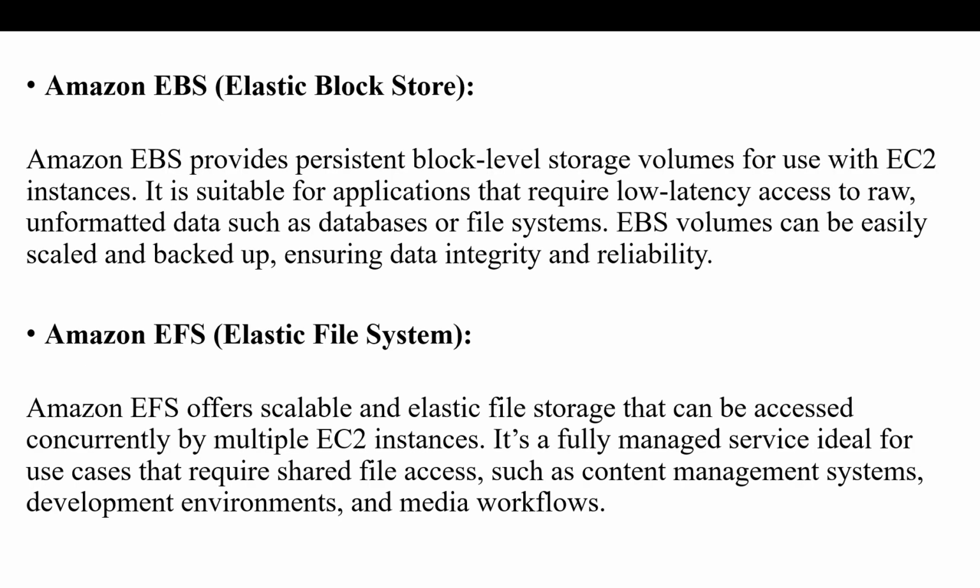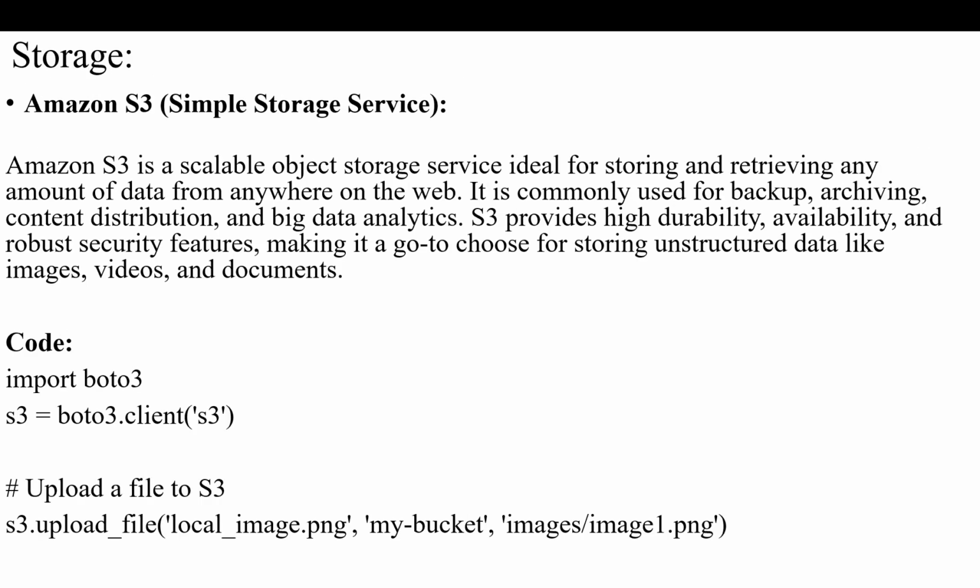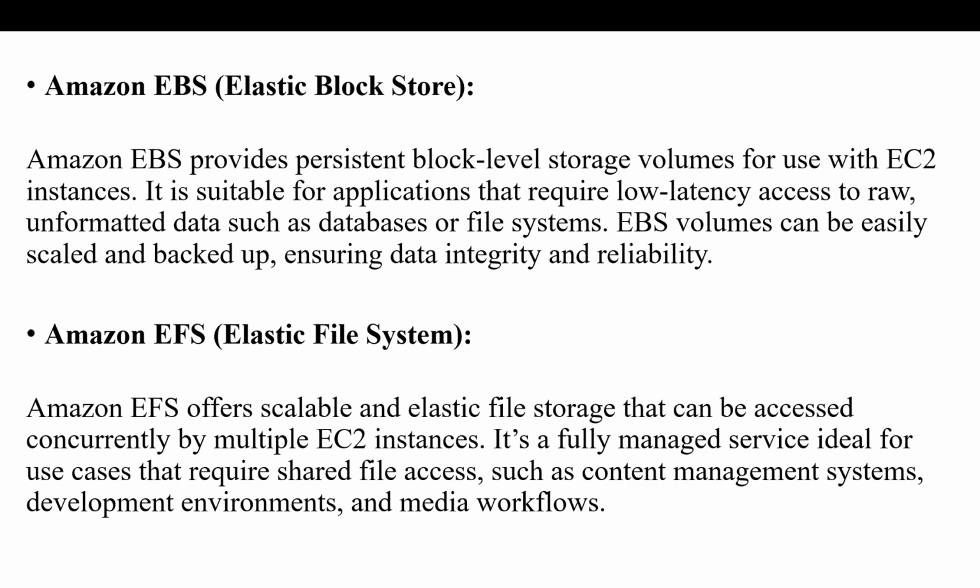There are two different storages in Amazon storage, called Elastic Block Storage and Elastic File Storage. Elastic Block Storage provides persistent block level storage volumes for use with EC2 instances. It is suitable for applications that require low latency access to raw unformatted data such as databases or file systems. EBS volumes can be easily scaled and backed up, ensuring data integrity and reliability.